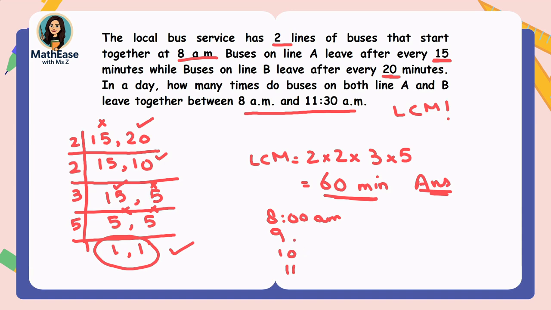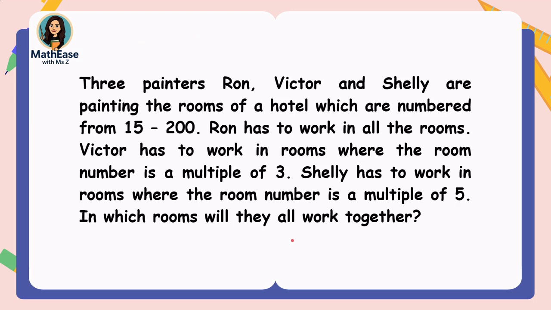So now I'm going to give you a question which you will try solving on your own. Here it is. 3 painters, Ron, Victor, and Shelley, are painting the rooms of a hotel which are numbered from 15 to 200. Ron has to work in all rooms. Victor has to work in rooms where the number is a multiple of 3. And Shelley has to work in rooms where the number is a multiple of 5. In which rooms will they all work together?